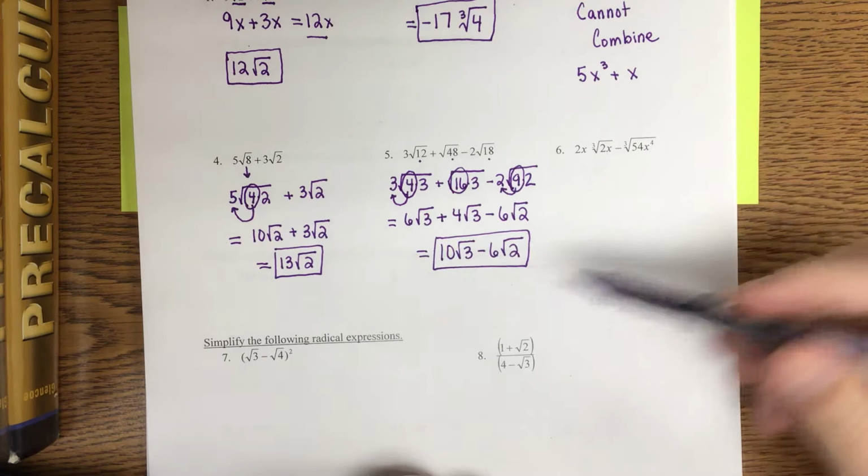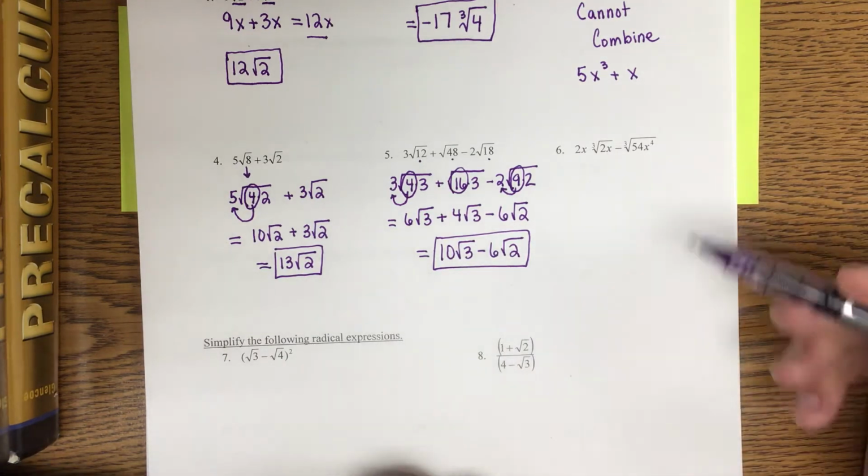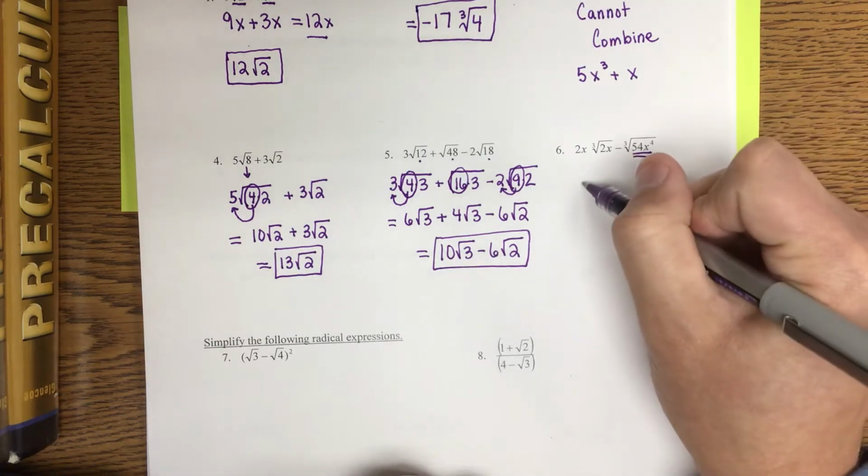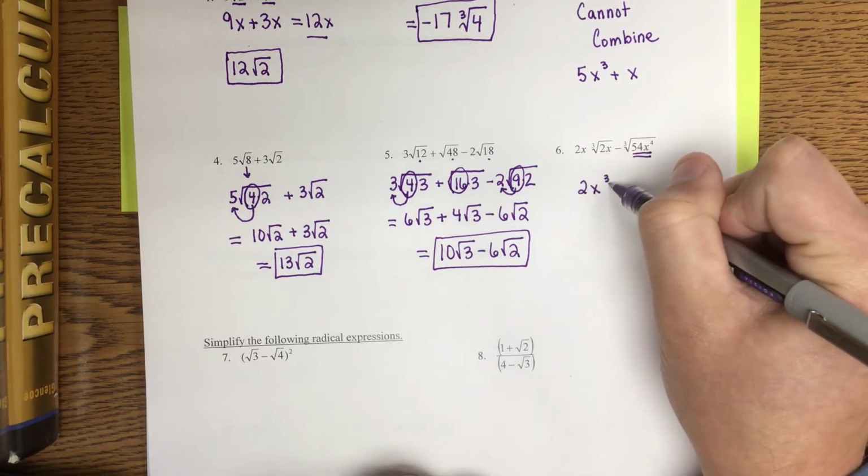And one more of these before we go down to some multiplication and division. For number 6, you'll notice that this one has to be broken down before I can combine anything.